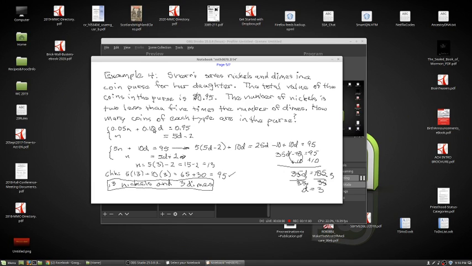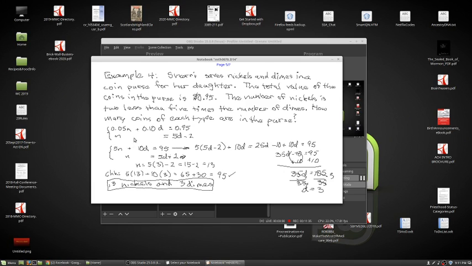All right, the last example for word problems with systems of equations is a mixture type problem. Sherry is saving nickels and dimes in a coin purse that she's going to give to her daughter. The total value of the coins in the purse is 95 hundredths of a dollar, or 95 cents. The number of nickels is 2 less than 5 times the number of dimes. How many coins of each type are in the purse?